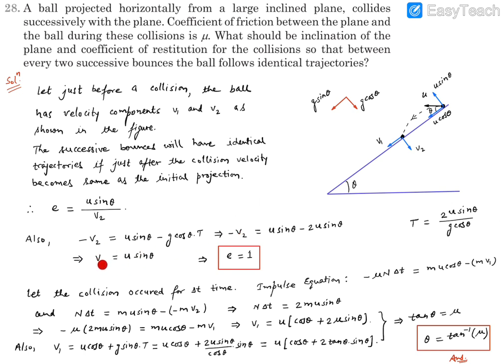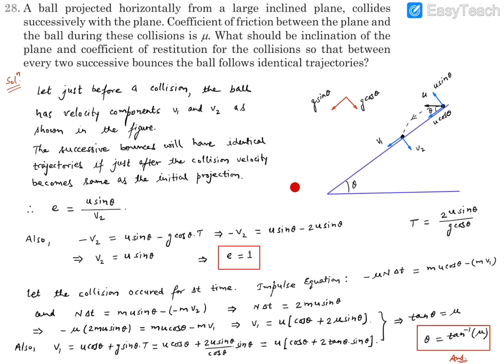Now this v2 came out to be positive, which means it is in the direction that we have taken. So v2 is u sine theta. Now we can substitute this v2 into the expression. So E becomes u sine theta divided by v2, which is again u sine theta, so u sine theta divided by u sine theta is equal to 1. That means the coefficient of restitution is 1, meaning the collision must be elastic in nature. So the second half of this question is completed: the coefficient of restitution for the collisions.